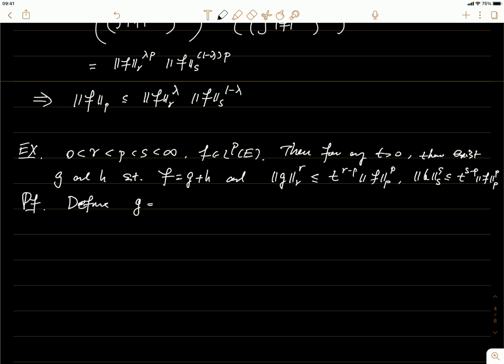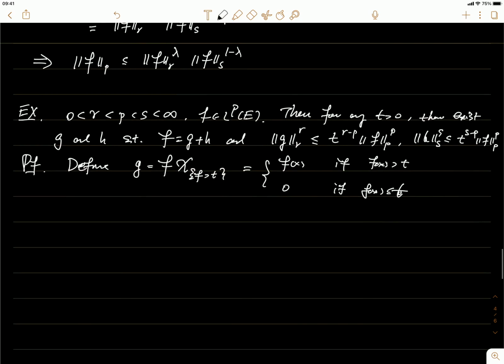g to be f times the characteristic function of f bigger than t. So it's just that over the set where f is bigger than t, g is equal to f, and otherwise g is equal to 0. Okay, so this is equal to f of x if f of x is bigger than t, and equal to 0 if f of x is less than or equal to t.